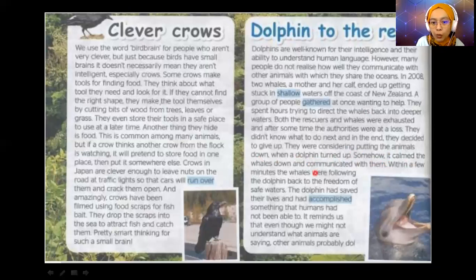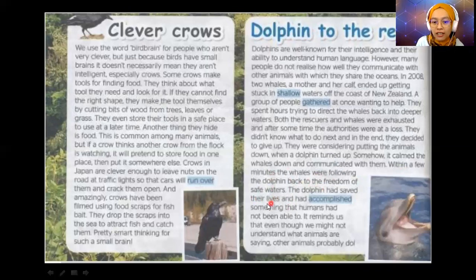Somehow it calmed the whales down and communicated with them. Macam suddenly lah, okay, somehow it calmed the whales down. Maksudnya paus tu tenang, paus tu tenang and bercakap. Maksudnya ikan lumba-lumba ni bercakap dengan mereka. Within a few minutes, the whales were following the dolphin back to the freedom of safe water. So after few minutes tu, haiwan ikan paus ni dia follow the dolphin. Dia ikut dolphin tu balik ke freedom of safe water, meaning to say air yang lebih dalam lah.